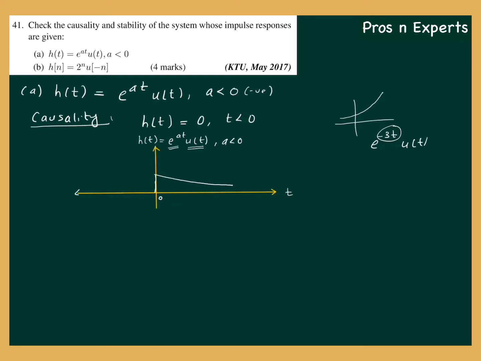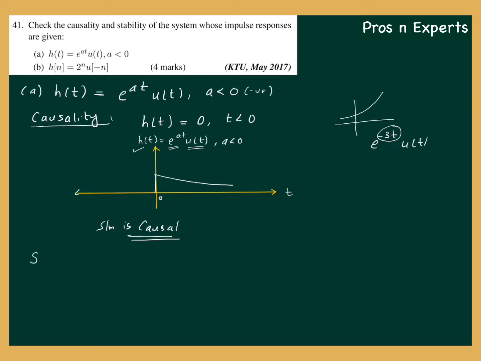Okay, now on a single glance you can judge whether this system represented by the impulse response h of t equal to e raised to at u of t is causal or non-causal. What is it? It is causal. Definitely it is causal, because on the negative time axis we cannot see any amplitude for h of t. H of t is completely 0 in this axis, so the system is causal. Okay, that accounts for the causality of the system.